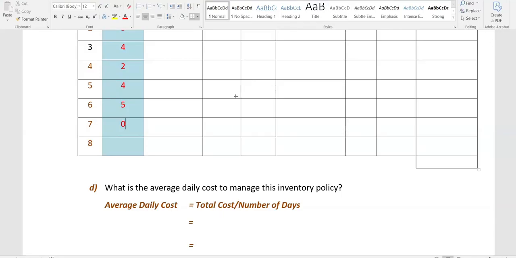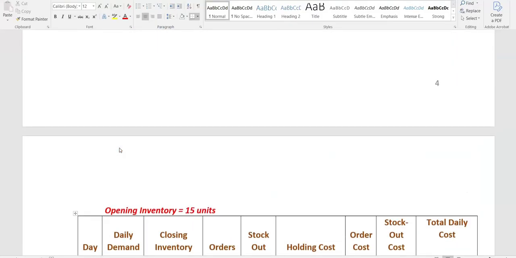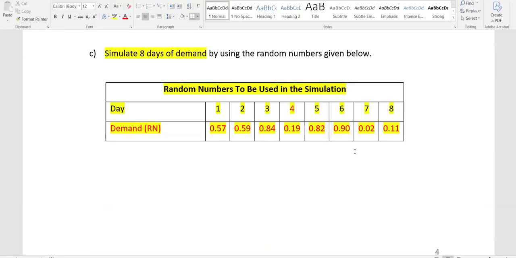Let's now go to the final day, day 8. So we scroll back up to the random numbers that were given. On day 8, what is the random number for day 8? 0.11, or we could say 11, right?